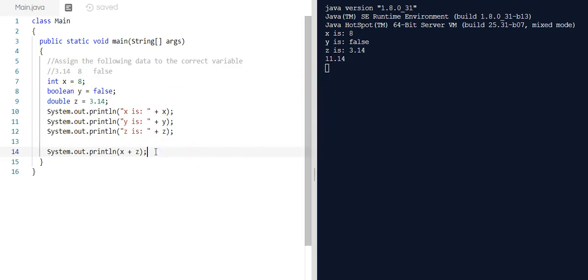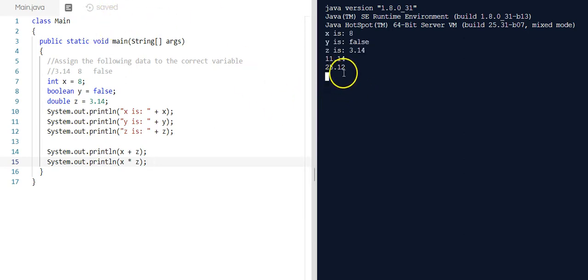And I can make that multiplication or division, and I will still get a solution. I'm not sure in my head what the multiplication of those two numbers is going to be, but let's run it and see if we get something plausible. 25.12, that sounds like that's right to me.